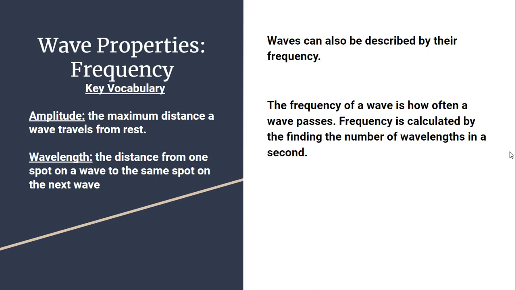Waves can also be described by their frequency. The frequency of a wave is how often the wave passes. It's calculated by finding the number of wavelengths in a second. And that could be a wonderful definition for frequency, the number of wavelengths that pass in a second.